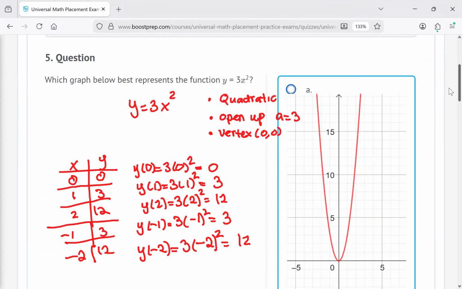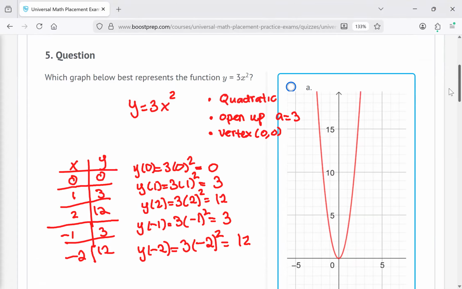So letter A, do you think that's a good choice? Well, it is a quadratic, it's open upwards, it has a vertex of 0, 0. See? And you could technically plot these points. So do we have a point at 1, comma 3? So you have to eyeball it.